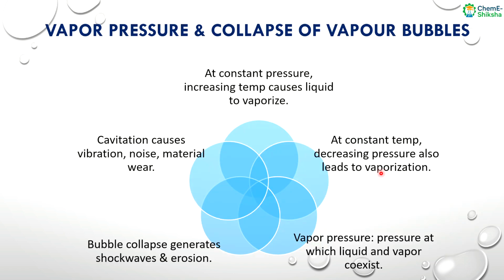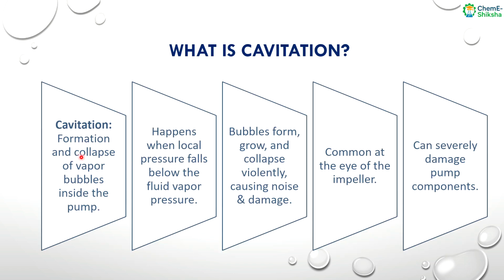So this will erode the pump surface. This phenomenon is called cavitation, that is, the formation and collapse of vapor bubbles inside the pump is known as cavitation. So how is this happening? We know that from the suction point to the eye of the impeller, pressure decreases. So when the local pressure, that means pressure at any point, goes below the fluid vapor pressure, then the liquid will convert into vapor bubbles, and as the pressure decreases further, the vapor bubbles will grow.